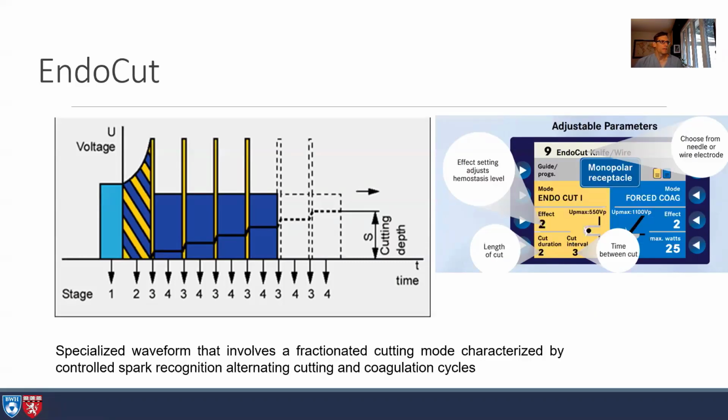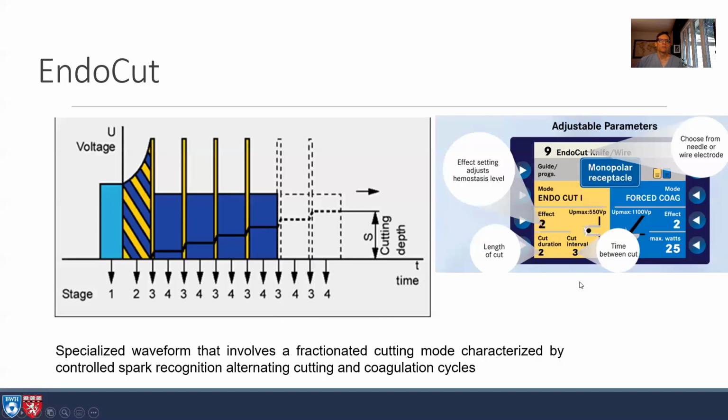Moving on to Endocut. This is a specialized waveform that involves a fractionated cutting mode characterized by controlled spark recognition, alternating cutting and coagulation cycles. So here we have that initial spark, which starts the incision, and then we have cutting waveform interspersed with coagulation waveforms. And this is what the unit looks like, the display.